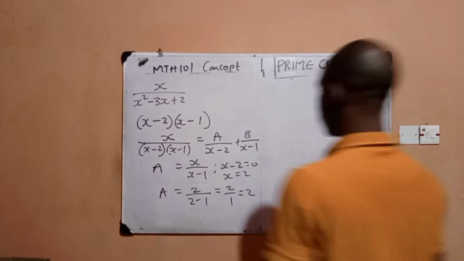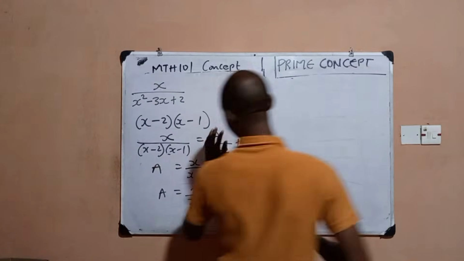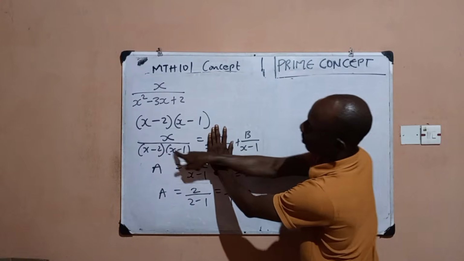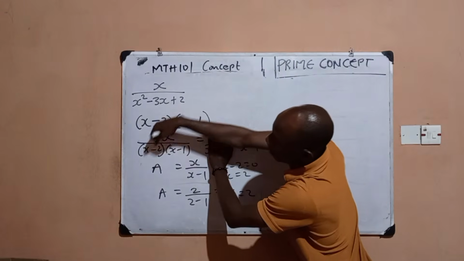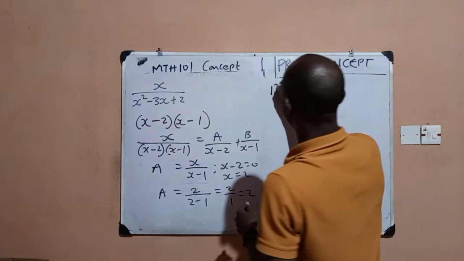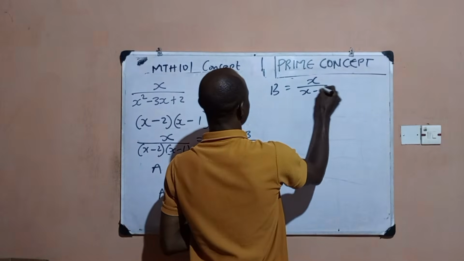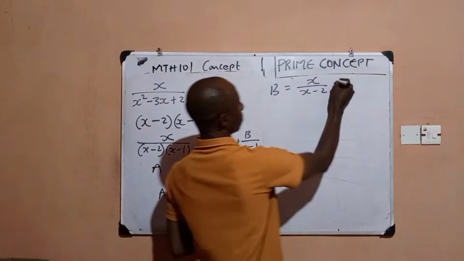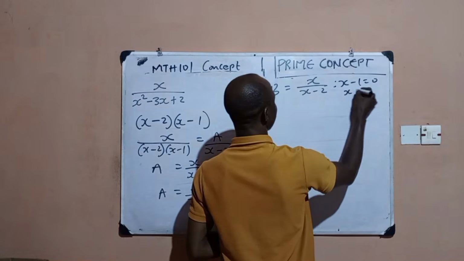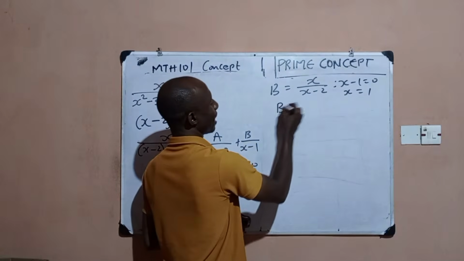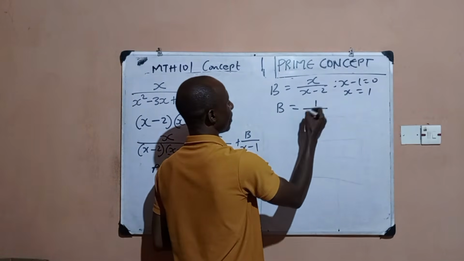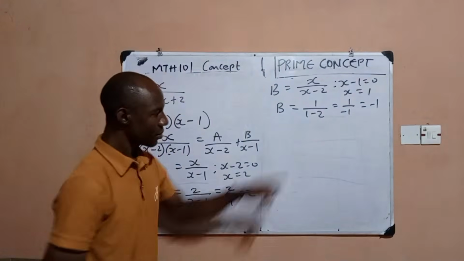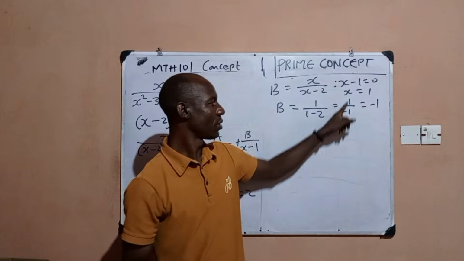So to find B, I'm going to cover A. If I cover A, x minus 1 will cancel x minus 1. Then B is going to be x over x minus 2. Since I'm trying to find B, I'll use what is under B, which is x minus 1 is 0, so x equals 1. I have that B is 1 over 1 minus 2, which is 1 over minus 1, which is minus 1. 1 minus 2 is minus 1, so 1 over minus 1 is minus 1.